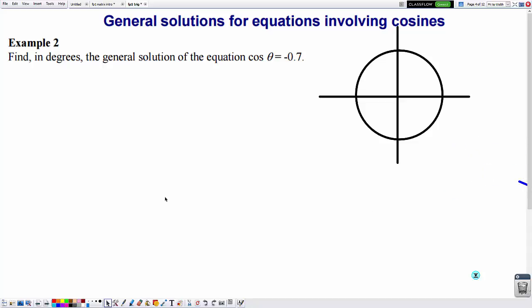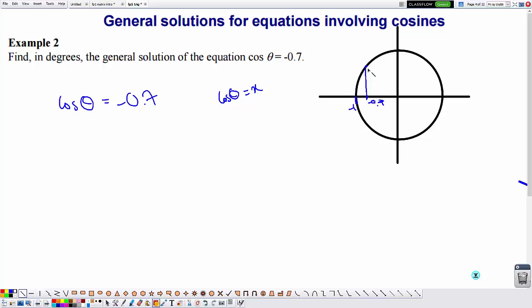So we want to find the general solution of cos theta equals minus 0.7, and we're doing it in degrees. Again, we are allowed to use a calculator, by the way. Now what does that mean in our diagram? We're going to find an angle that gives us minus 0.7. Remember, cos theta is equal to x. There are two possible angles that give us minus 0.7. So let's draw this. I'm not especially good at drawing straight lines. So there. And we can also go down.